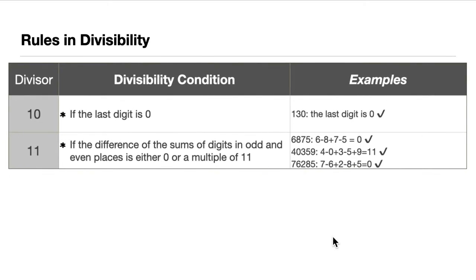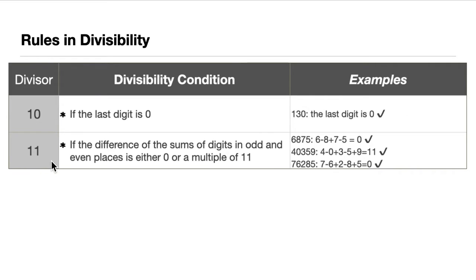I'm going to just present the number 10 because I'm not going to explain it a lot, since it's very trivial to know the divisibility rule for number 10. The rule for number 10: if the last digit is 0, then of course it is divisible by 10. For example, 130, the last digit is 0, so it is divisible by 10. That's very trivial for us. Any number ending with 0 is divisible by 10.